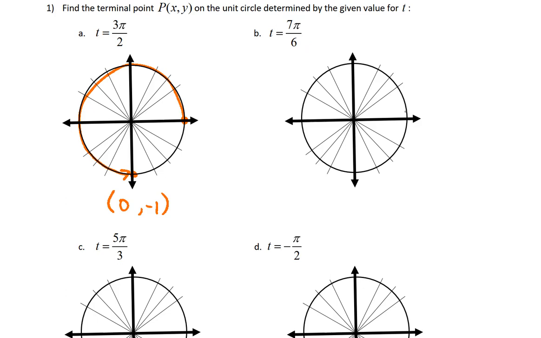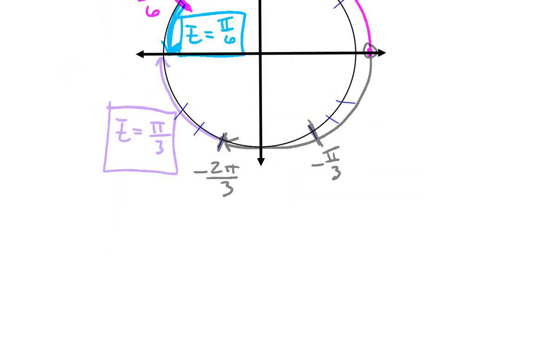7 pi over 6, if you're counting by sixths, that's 1/6 more than 1, right? 6/6, 7/6. So you may recall that's in quadrant 3. We'll go all the way around to 1 pi, which is the first half of the circle, and then the first mark after it is the first sixth counting. So that would be 7/6 if you're drawing that on there. And of course, we want a terminal point for that. Again, refer back to what our symmetry is.